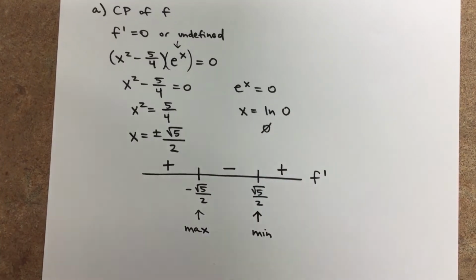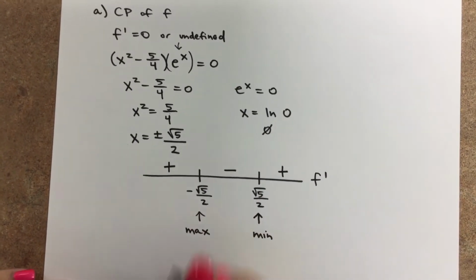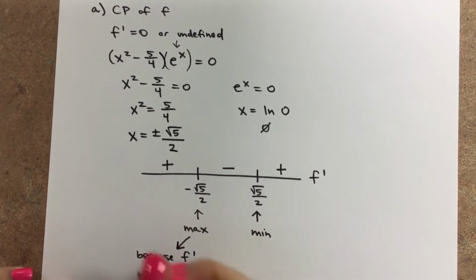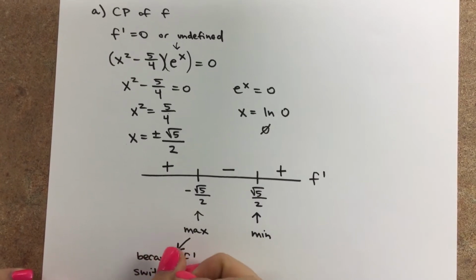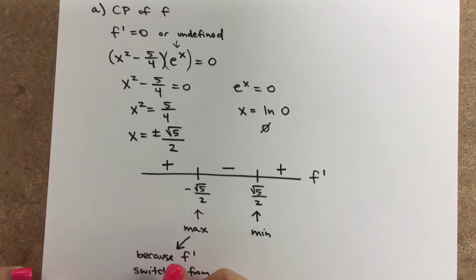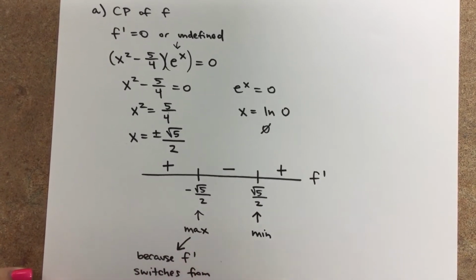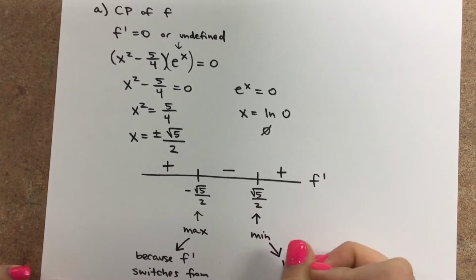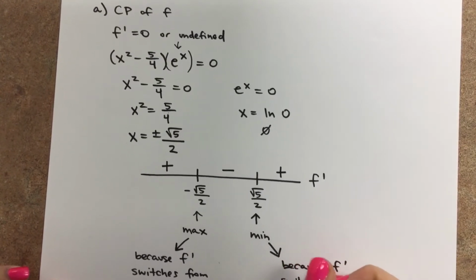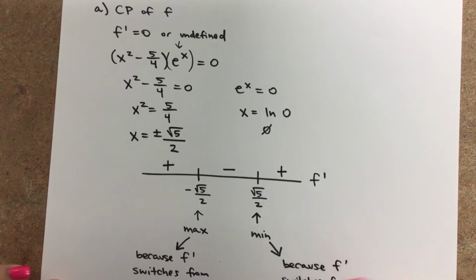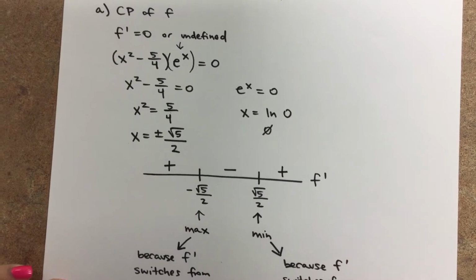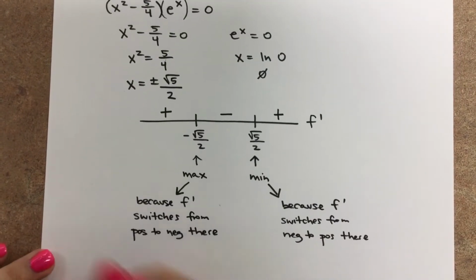And letter A did say to justify your answers. So you're going to say that this is a maximum because f prime switches from positive to negative there. And then this one is a minimum because, opposite, f prime switches from negative to positive there. So that's how you would justify an answer. All right, so that was letter A.